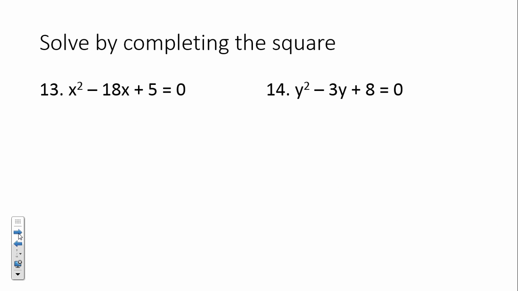Here we go. All that work was in preparation to do this. Solve by completing the square.